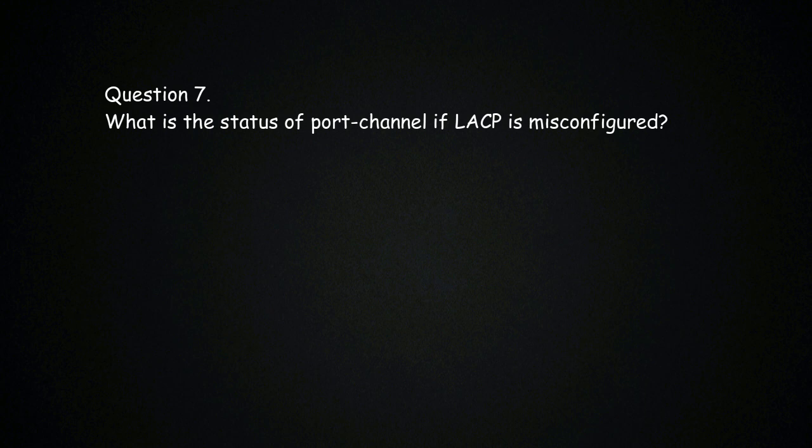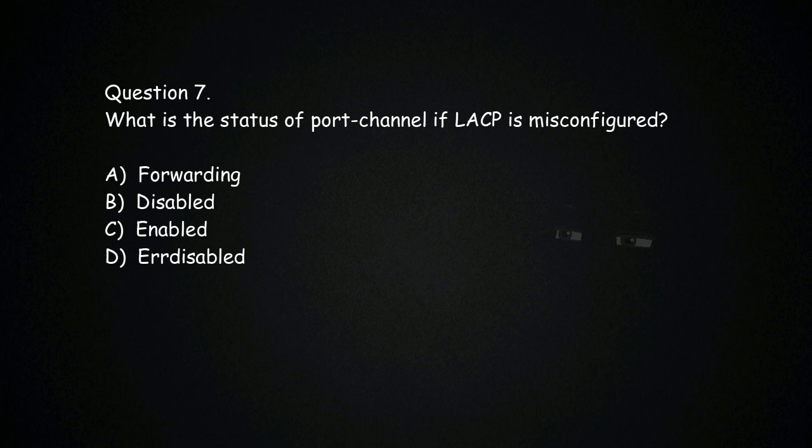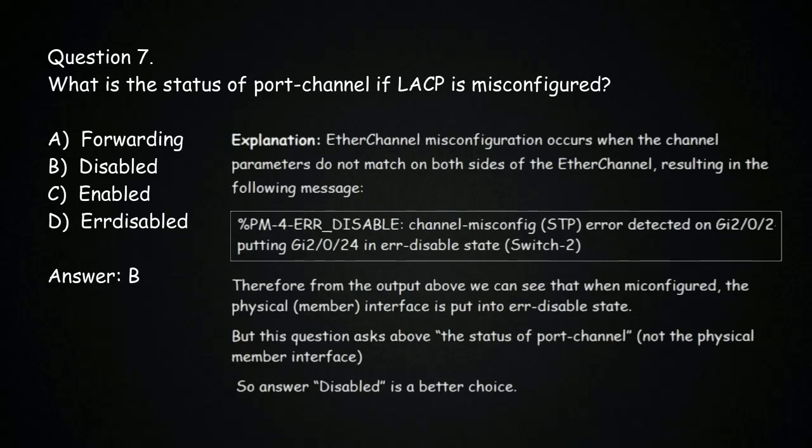Question 7. What is the status of port channel if LACP is misconfigured? Options. Answer is B. Disabled. EtherChannel misconfiguration occurs when the channel parameters do not match on both sides of the EtherChannel, resulting in the following message. Therefore, from the output above we can see that when misconfigured, the physical interface is put into a disabled state. But this question asks about the status of the port channel, not the physical member interface. So, answer disabled is a better choice.